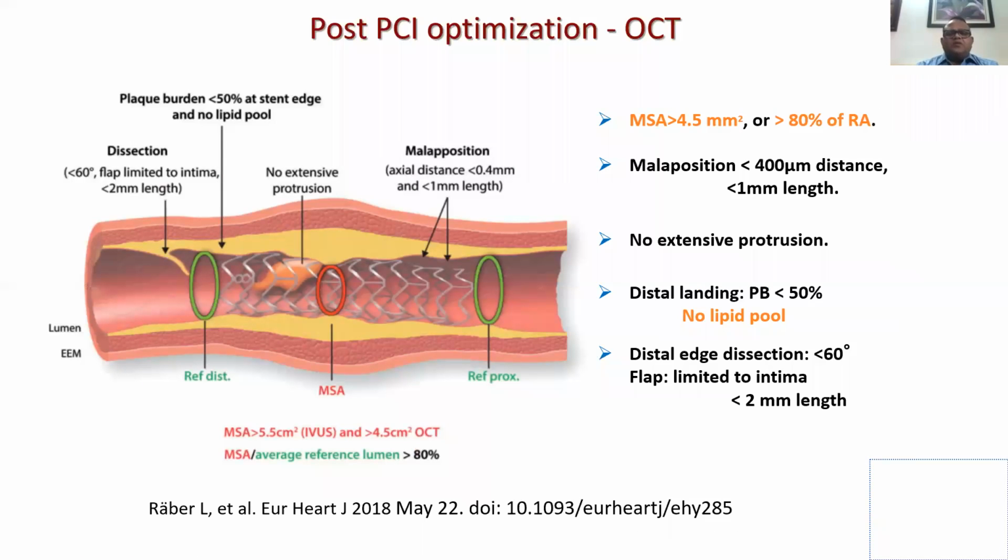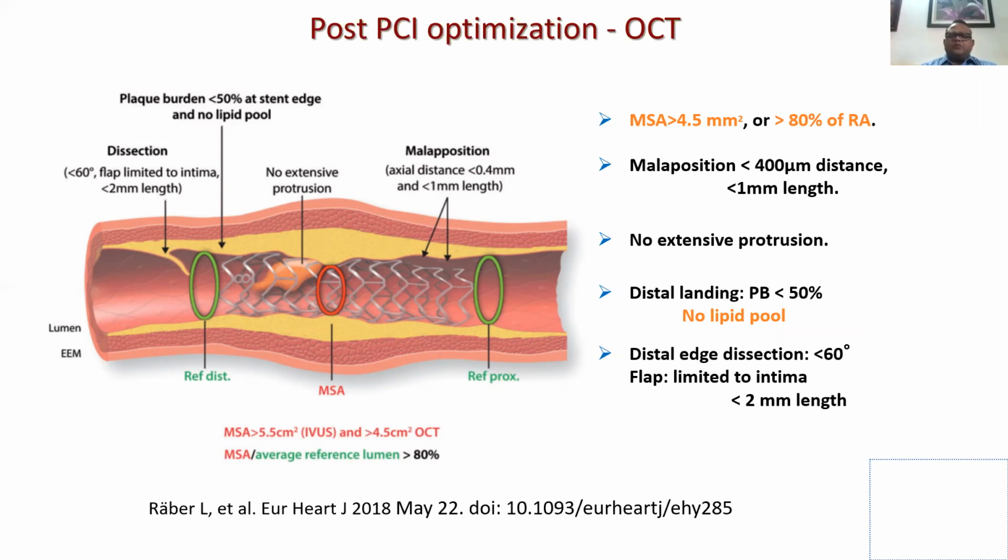This is the well-known diagram to have an idea about how the PCI optimization is done. The minimal stent area should be more than 4.5 to 5 millimeters square whenever you put a stent across a major proximal coronary artery. The stent expansion should be at least 80 to 90% compared to the distal or proximal reference. The malapposition, which can be very well assessed with the OCT, should be less than 400 micron in distance, and the length should be less than 1 millimeter. There should not be any thrombus or plaque protrusion across the stented segment.